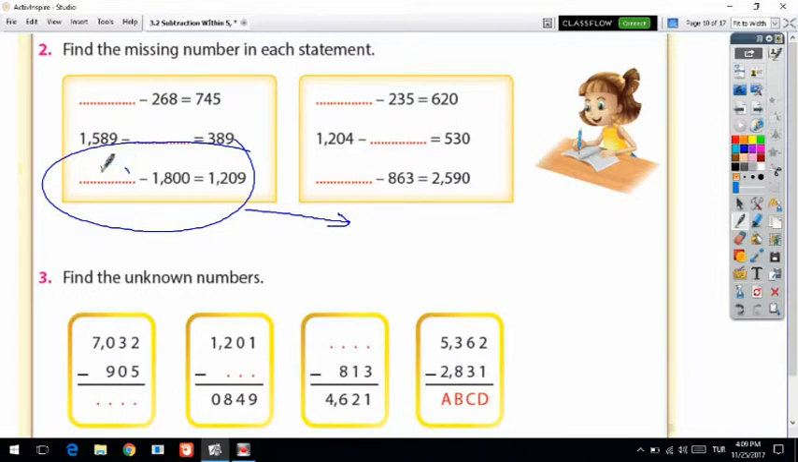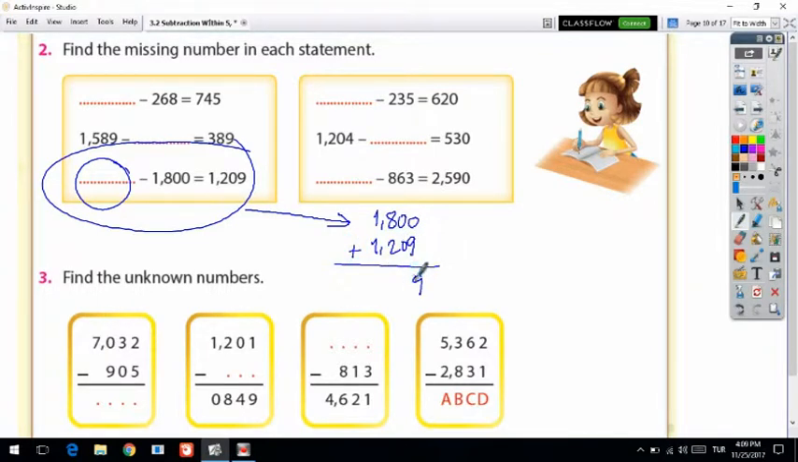So first there is a space. There is a space we don't know. And then there is no space between the two numbers. If there is a subtraction, what do we do? You have to add them, right? 1,800, right? 1,209. Now let's add them.